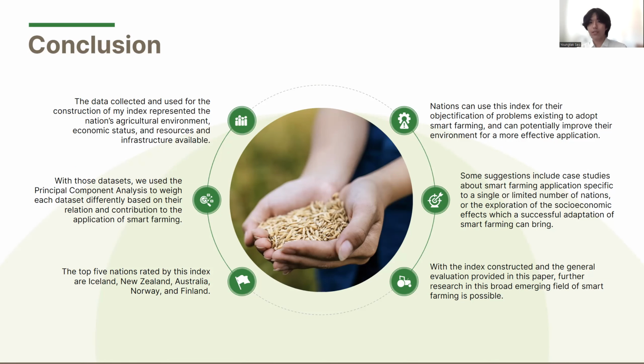So nations can use this index for objectification of problems existing to adopt smart farming and can potentially improve their environment for a more effective application. Some suggestions include case studies about smart farming applications specific to a single or limited number of nations, or the exploration of the socioeconomic effects which a successful adaptation of smart farming can bring. And with the index constructed and the general evaluation provided in this paper, further research in this broad emerging field of smart farming is also possible.